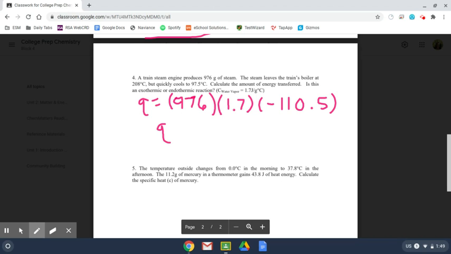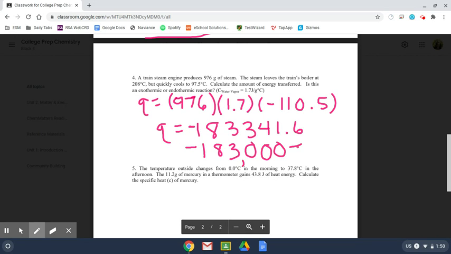And Q is, now let's talk about sig figs. Looks like we need 3 sig figs because we're not going to take it from the water vapor specific heat. That's unknown. So I have 183341.6, and it's negative. Keep that. So if I want 3 sig figs, 183, because that 3 doesn't round it up, 000. And this is joules. Now, seeing as this is a negative number, that tells me that it is exothermic.